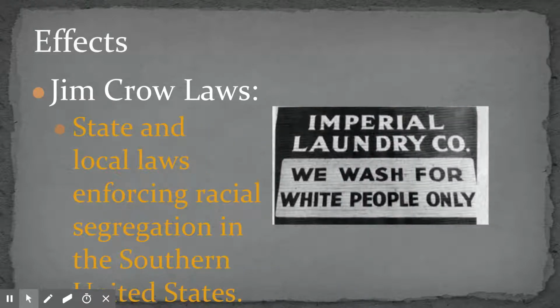Jim Crow laws is the last thing you're writing down. These are the state and local laws that enforced racial segregation in the southern United States. Jim Crow laws will be around for quite some time. We'll see issues with this even into the 1950s and 60s. And some of you might even argue that racial segregation, to some extent, still exists socially today.